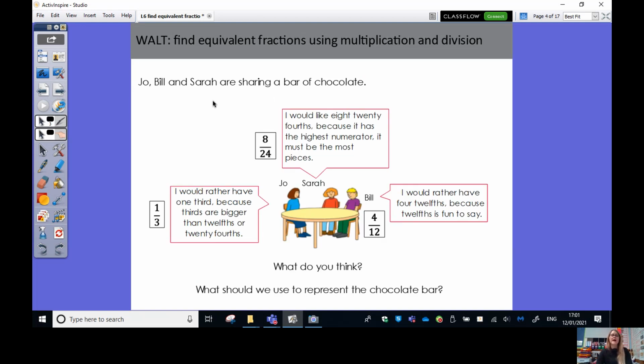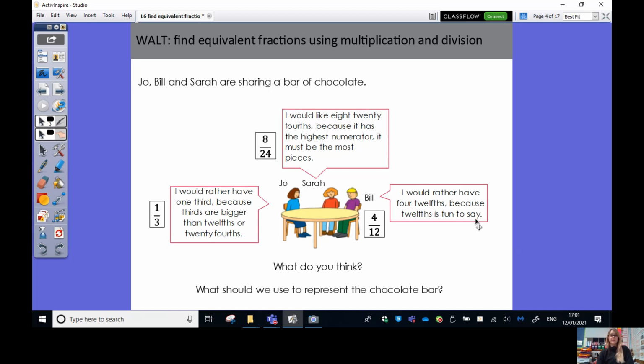Okay, so Joe, Bill and Sarah are sharing a bar of chocolate. So for 1/3, Joe says, I would rather have 1/3 because thirds are bigger than 12ths or 24ths. Sarah says, I would like 8 24ths because it has the highest numerator. It must be the most pieces. And Bill says, I would rather have 4 12ths because 12ths is fun to say.